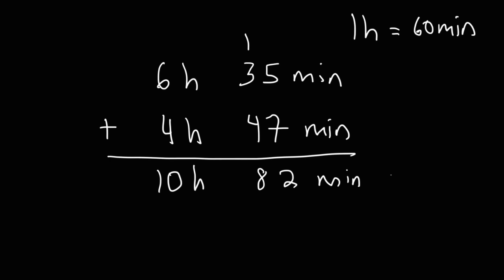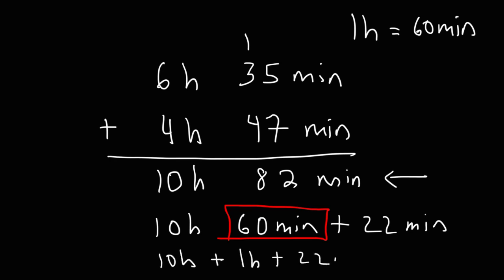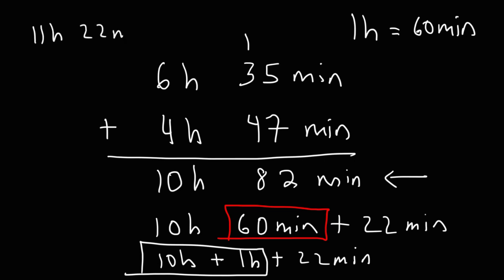Now, we need to take away 60 from this number because it exceeds 60. So what I'm going to do is write it as 10 hours plus 60 minutes plus 22 minutes, because if you subtract 82 by 60, you get 22. Now I'm going to replace 60 minutes with an hour because they equal each other. So thus we have 10 hours plus 1 hour plus 22 minutes. Now I can combine these two. So the final answer is going to be 11 hours and 22 minutes.